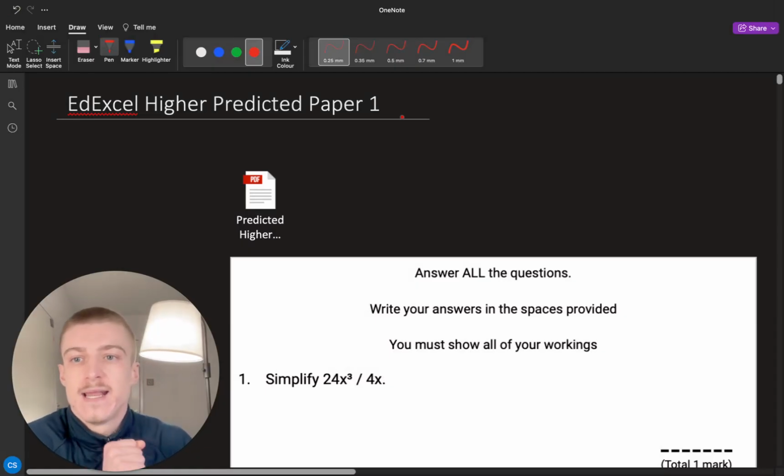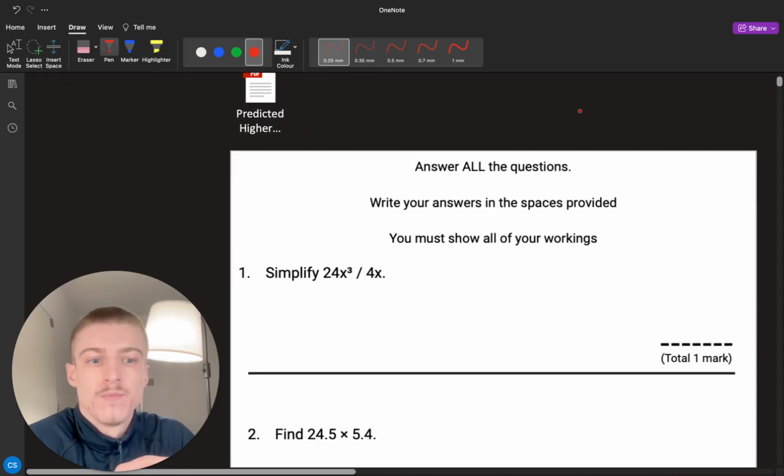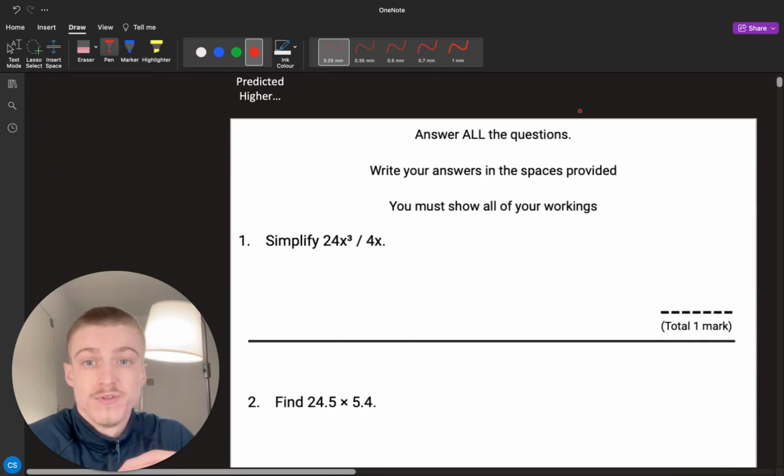Here I have an Edexcel higher predicted paper. This is for paper 1, and this is a non-calculator paper. I am just going to dive straight into it, run through the solutions, okay?